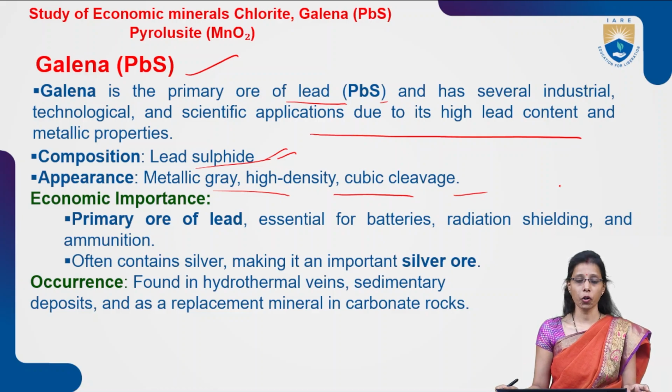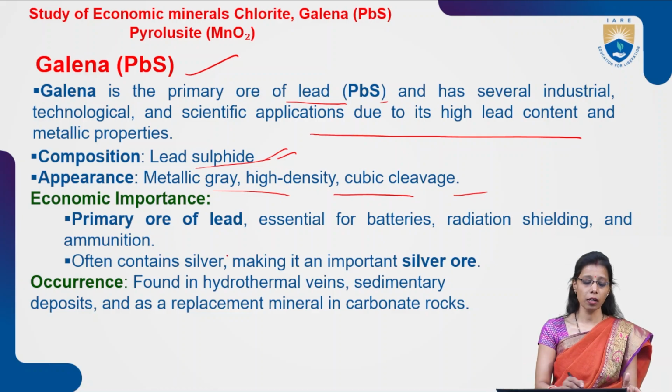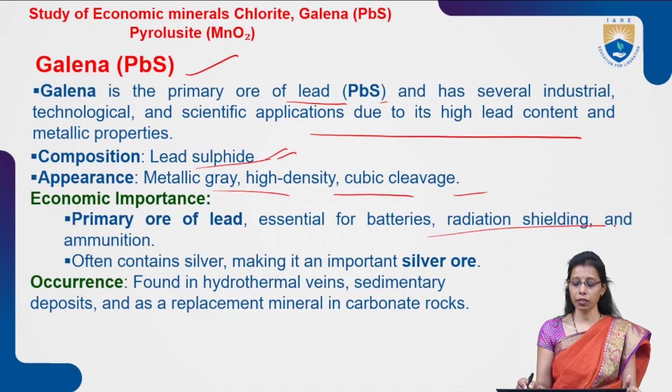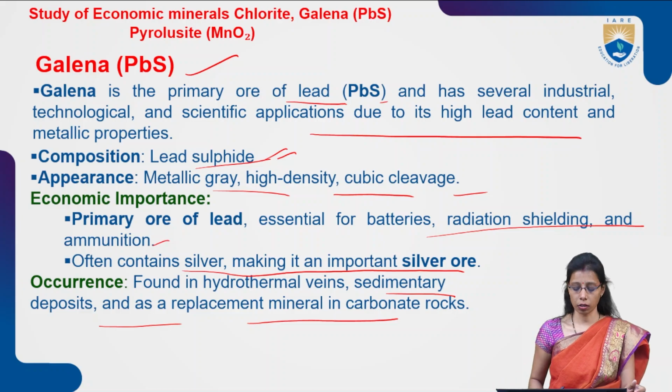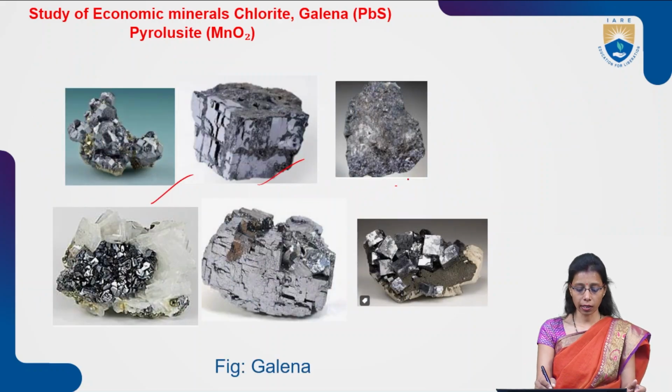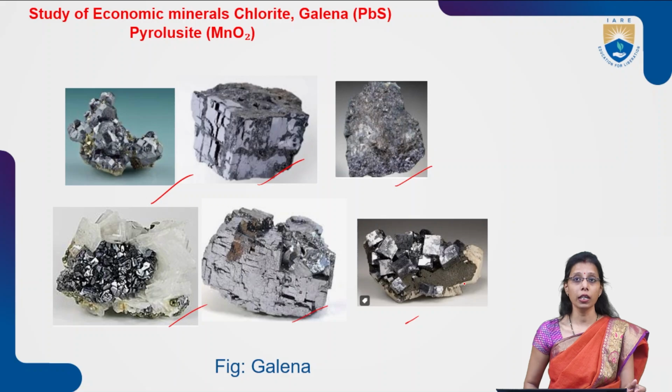If we see the economic importance here, it is the primary ore of lead, essential for batteries, radiation shielding and ammunition. It often contains silver, making it important as a silver ore. Its occurrence is in hydrothermal veins and sedimentary deposits, and as a replacement mineral in carbonate rocks. Now this is how galena looks.